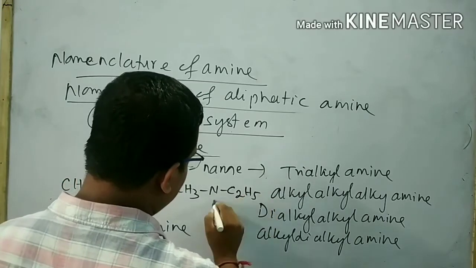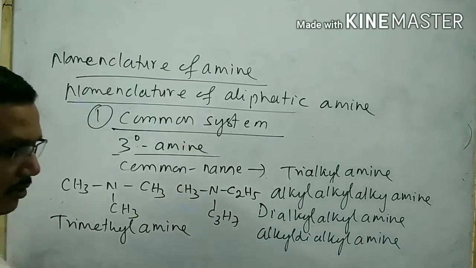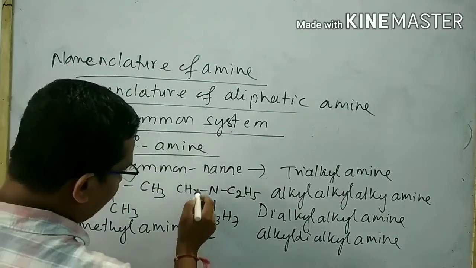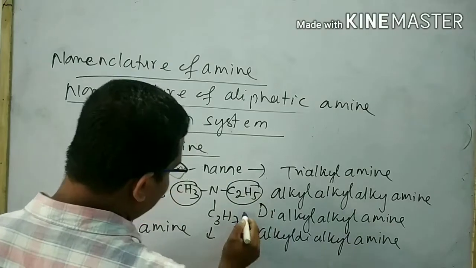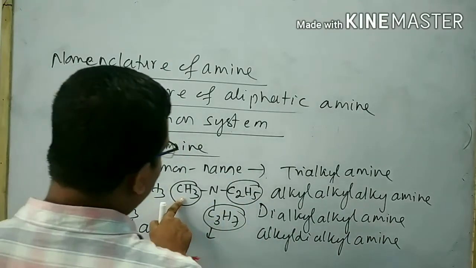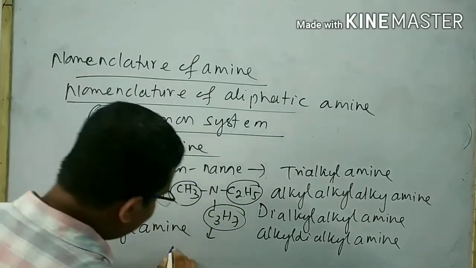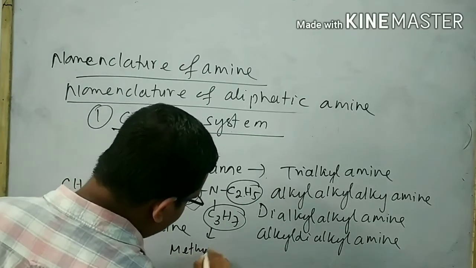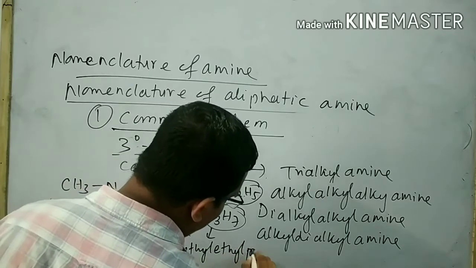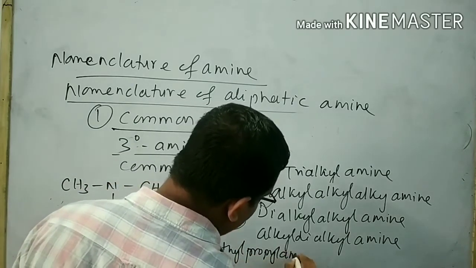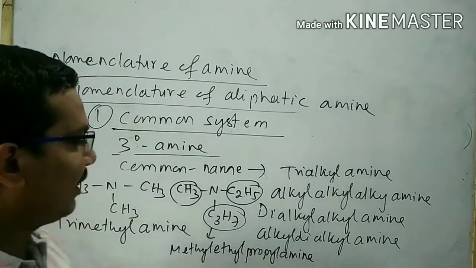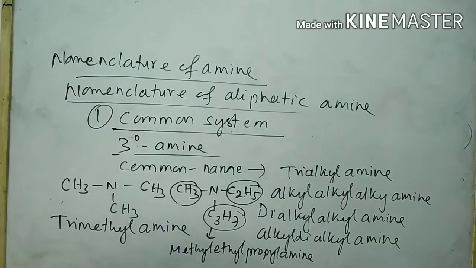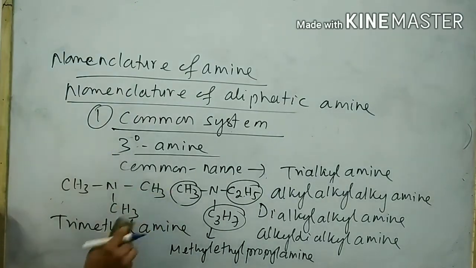This is an example. Here all alkyl groups are different, so we can write the name. Here methyl group is present, ethyl group is present, next propyl. The size of methyl group is less than ethyl than propyl, so we can write methyl, ethyl, propyl, amine. Methyl ethyl propyl amine. You can take another example of 3-degree amine. Also, this is the common system.